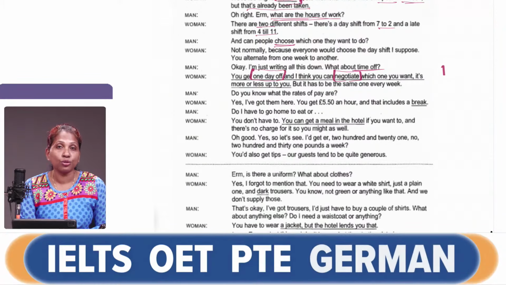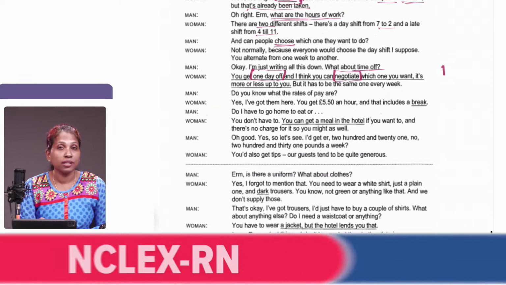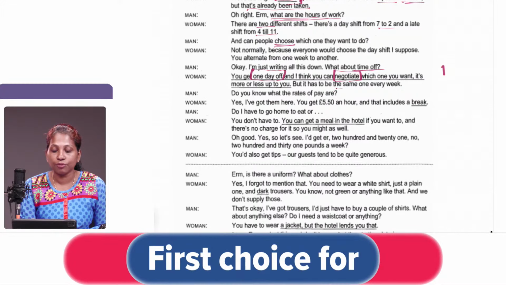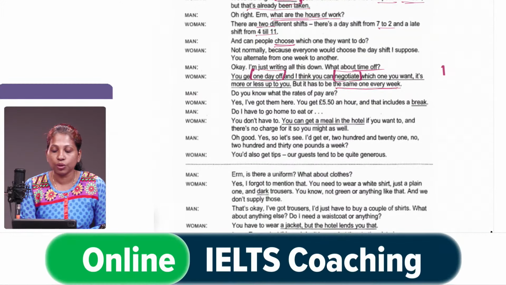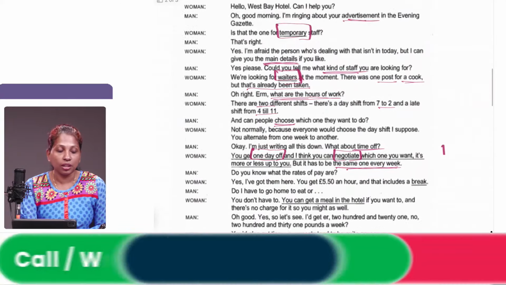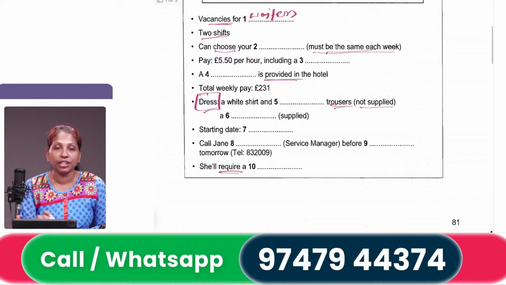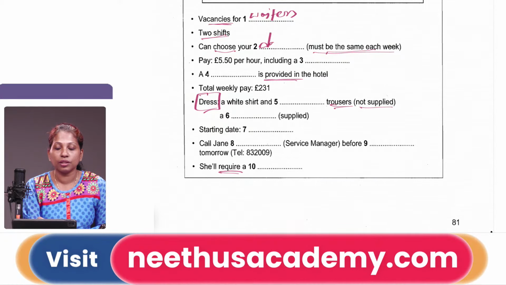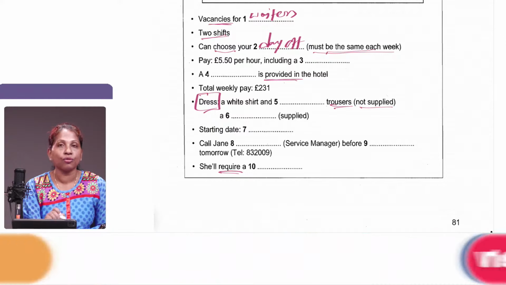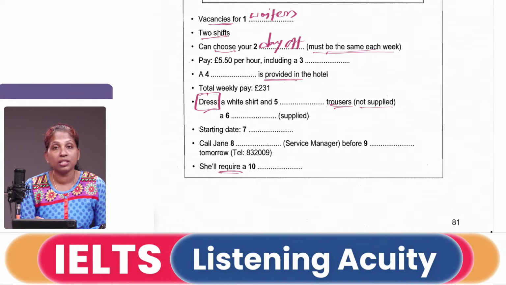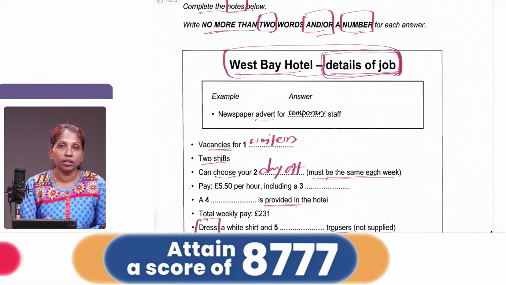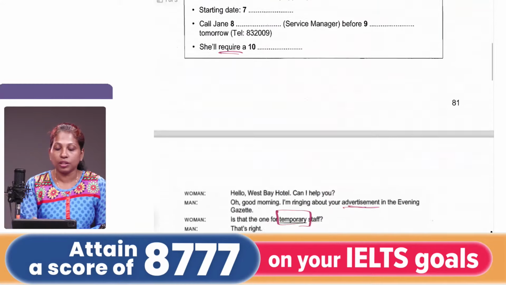That means you have a choice to choose which one you want. It's more or less up to you. That means it is up to you. You can decide. But it has to be the same one every week, right? So the moment you hear it, you understand, because it's specifically mentioned in your questions that it must be the same each week. So what are they talking about? They're talking about a day off which you can choose, right? So choose your what? Your day off. That is the answer for the second one, which will be the same each week, right? Your instruction says not more than 2 words and a number. So you have written 2 words, that's fair enough.